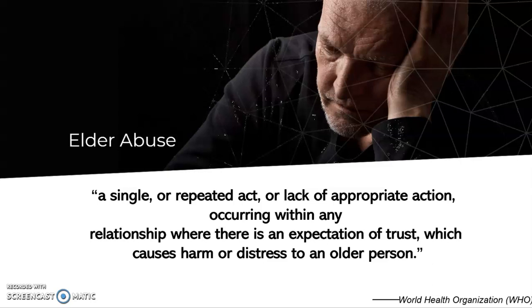What is elder abuse? It's a single or repeated act or lack of appropriate action occurring within any relationship where there is an expectation of trust, which causes harm or distress to an older person. This definition has been adopted by WHO from a definition put forward by Action on Elder Abuse in the UK.